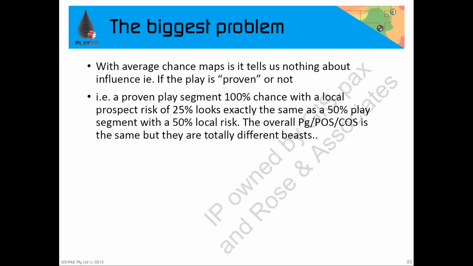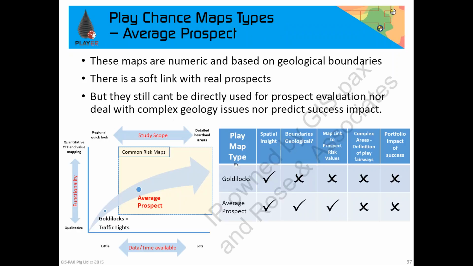So one of the biggest problems here is when I have that product, it doesn't really tell us if the plays are proven or not in different areas. As an example, if I had a prospect in a proven play area, all the elements were there, but I had lots of local risk, it might be a 25% trap risk, I'm going to end up with exactly the same evaluation as something in an unproven area with a 50% play segment and a 50% local risk. Those two things will look exactly the same on this kind of evaluation, but they're totally different kinds of prospects.